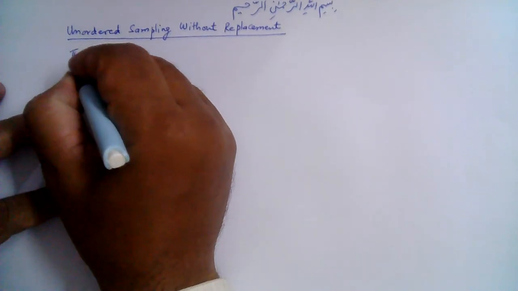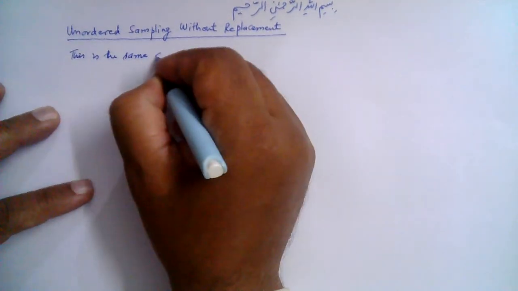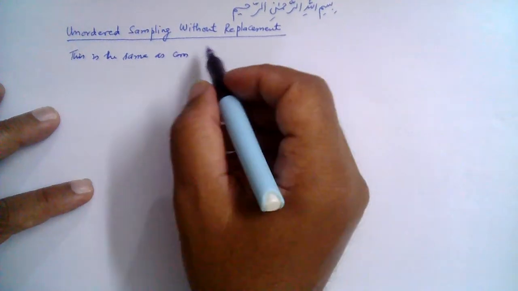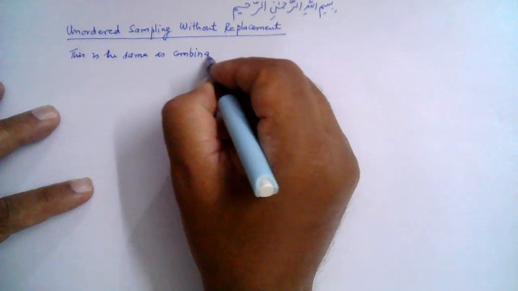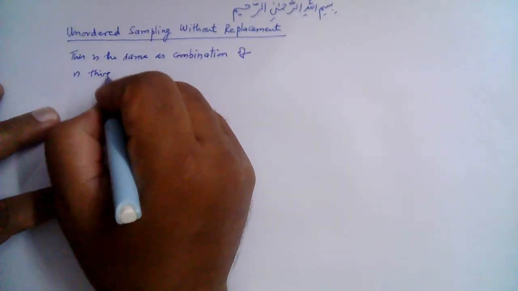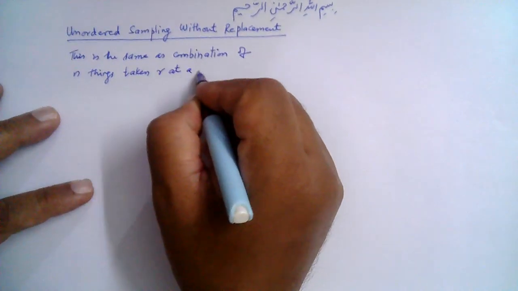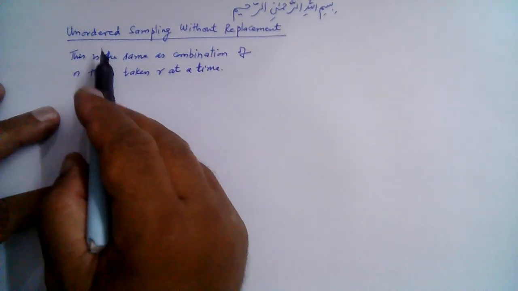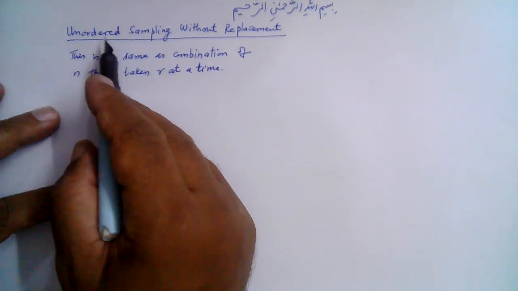This is the same as a combination, because in a combination also the order is not important, and this is without replacement. So this is the same as a combination of n things taken r at a time. Note that with permutation the order is important. Permutation is an ordered sampling without replacement, and a combination is an unordered sampling without replacement.